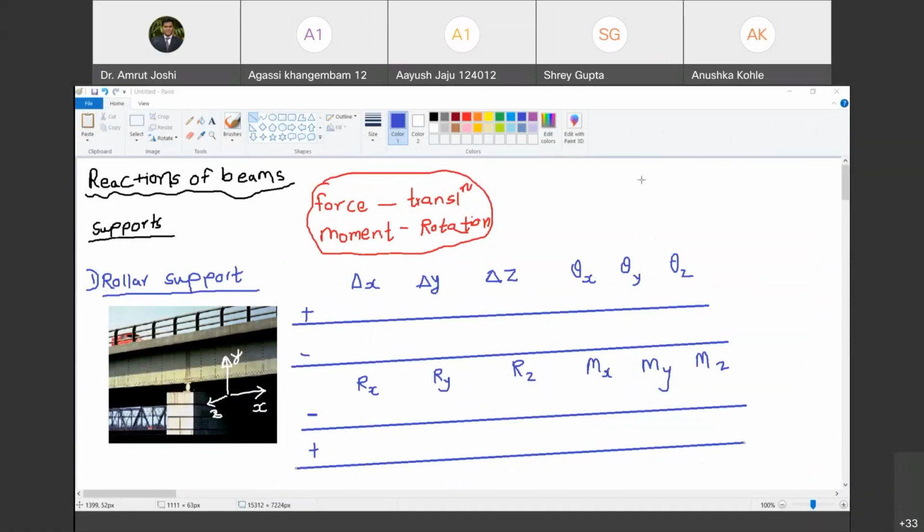Now we are looking into another word in that, and that is reaction. In last class we also discussed that support is something that gives reaction to the beam. So now we are going to discuss various types of supports and the various kinds of reactions that these supports are able to offer.